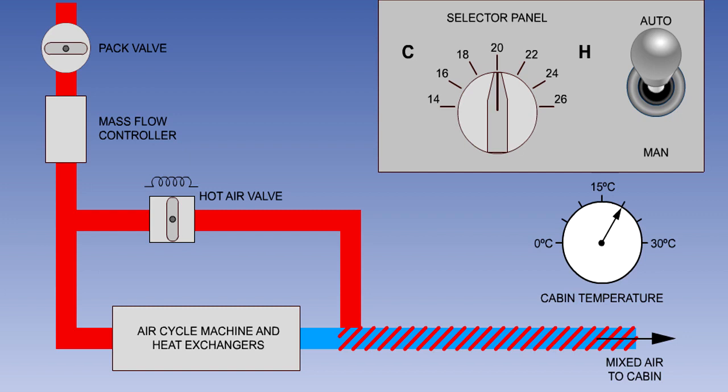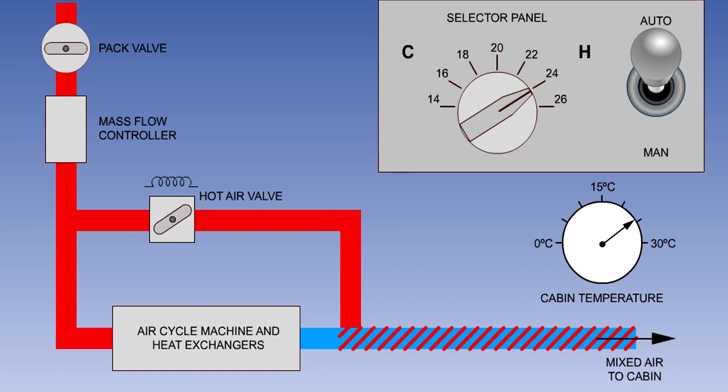The temperature of a sensor in the cabin is compared electronically with the selected value, and any difference modulates the hot air valve to allow more or less hot air to bypass the cooling components to increase or decrease the cabin temperature. If, for instance, the pilot selects an increase in temperature, the hot air valve will open to warm up the cabin. Once the selected temperature is reached, the valve will modulate as required to maintain it.